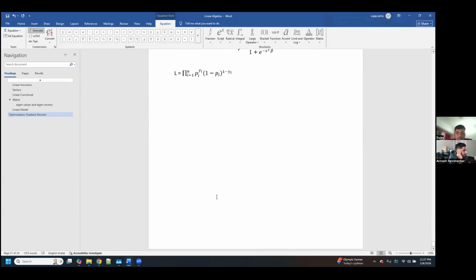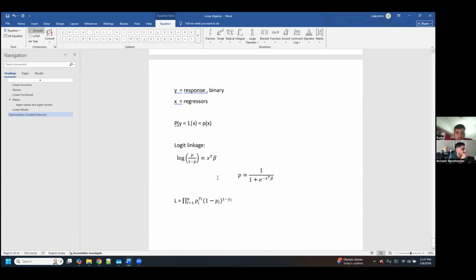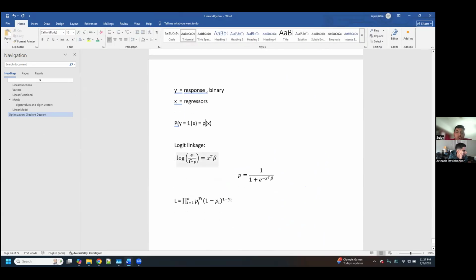So here, we had this probability p, right? And then we said log of p over 1 minus p equals x beta. So let's break it into two steps. Say log of p over 1 minus p equals z, and z equals x times beta. That is what they're doing. So from the x, if you know the beta, then you calculate the z. And from the z, you calculate the p. Two steps.